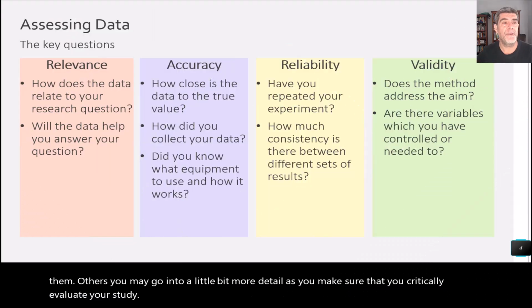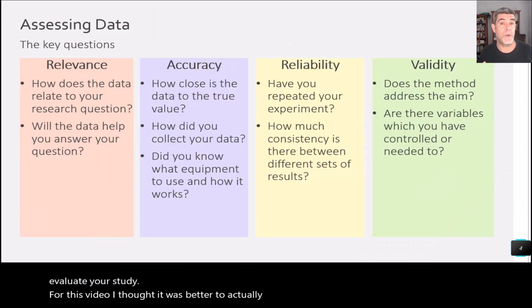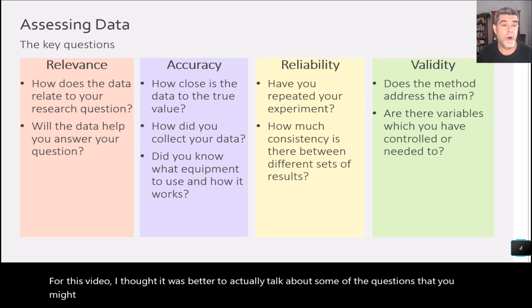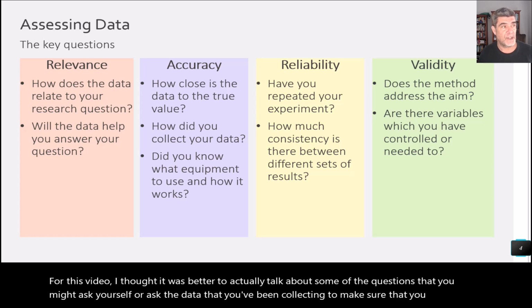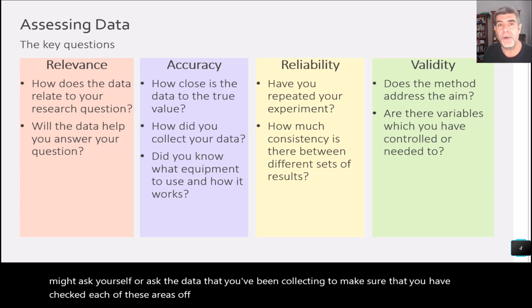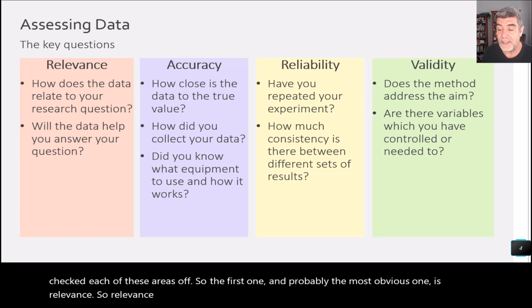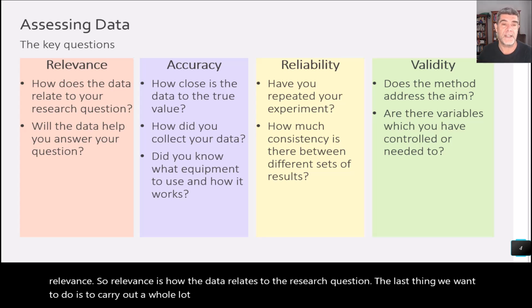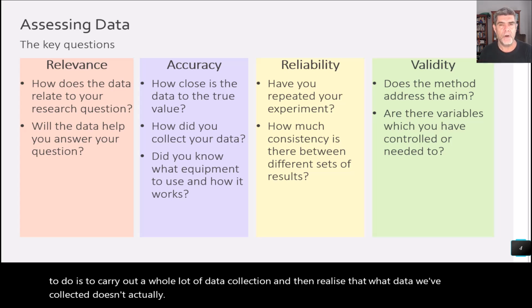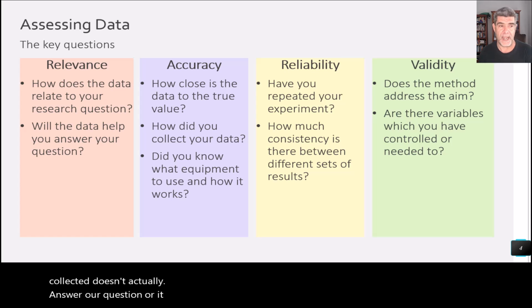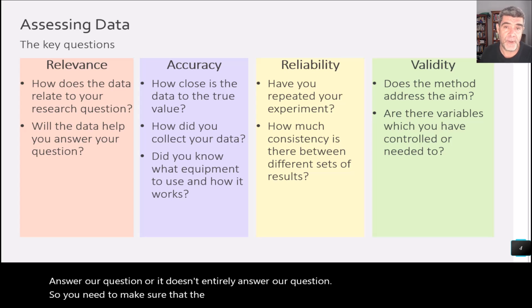For this video, I thought it was better to actually talk about some of the questions that you might ask yourself or ask the data that you've been collecting to make sure that you have checked each of these areas off. So the first one, and probably the most obvious one, is about relevance. So relevance is how the data relates to the research question. The last thing we want to do is to carry out a whole lot of data collection and then realize that what data we've collected doesn't actually answer our question, or it doesn't entirely answer our question. So you need to make sure that the data does actually help you answer your question.